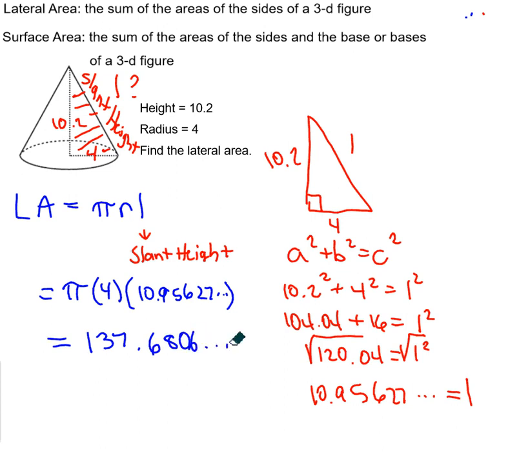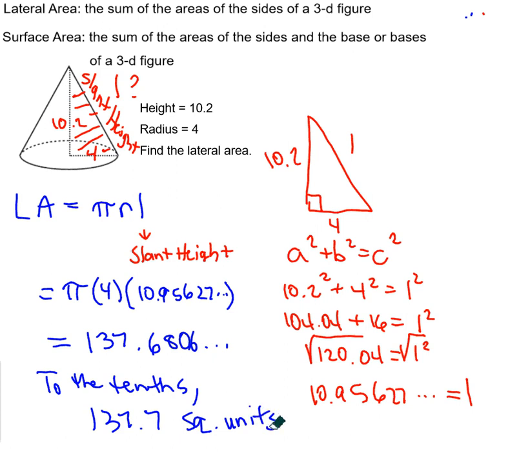So we want to then pay attention to whatever our rounding instructions ask us to do. Let's say that we were asked to round this one to the tenths place. We would give our answer as 137.7 because the following digit is 5 or larger. That would push our tenths place up to a 7. Units were not provided, so we would just maybe state this as being square units.